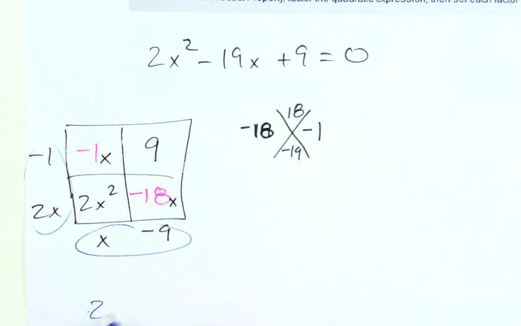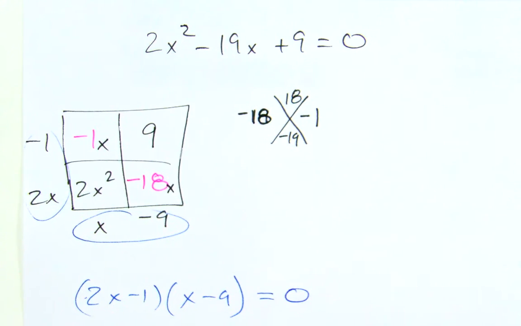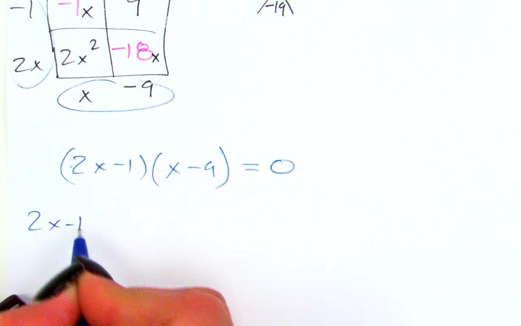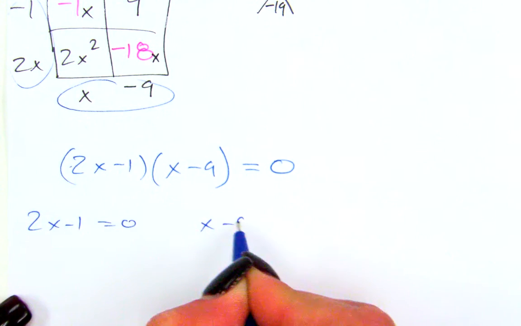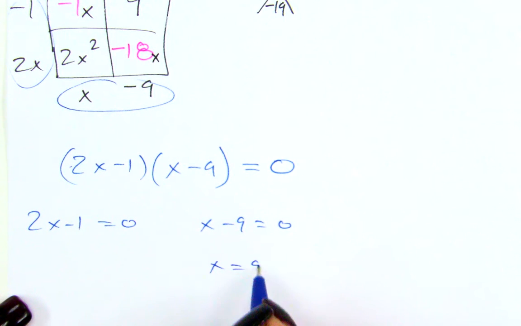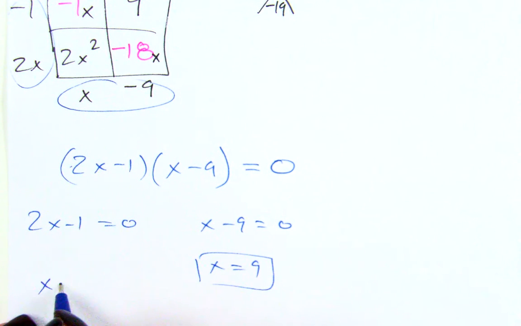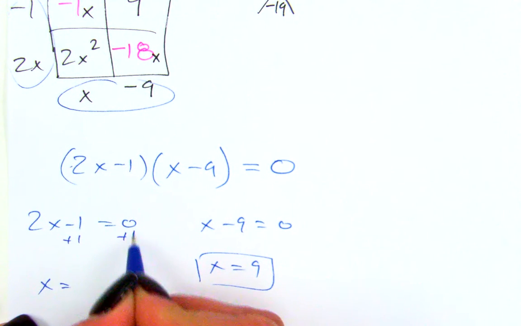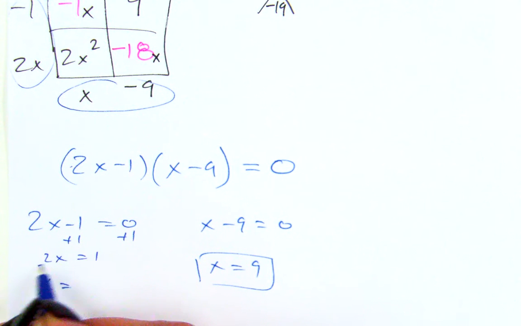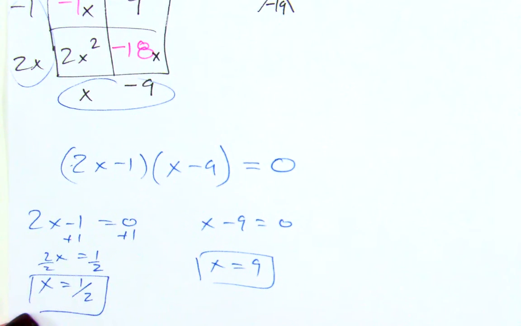Okay, so we have 2x minus 1 multiplied by x minus 9 is going to equal 0. And then we need to split them up. So 2x minus 1 equals 0, x minus 9 equals 0. So x is going to give us a 9. And then x is going to give us plus 1 plus 1. 2x is equal to 1, divided by 2, divided by 2. X is a half.